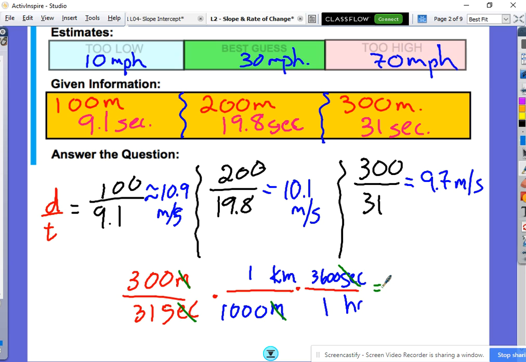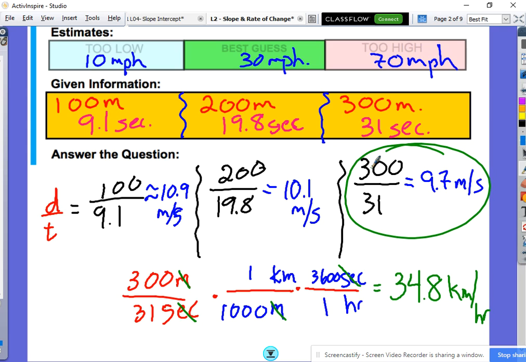So I'll help you out. If we multiply all the way across and convert that into kilometers per hour, it's approximately 34.8 kilometers per hour. Okay, so let's see if we're correct. Let's see if we are almost perfect using our last distance and time. So let's go to the next part and you'll see.